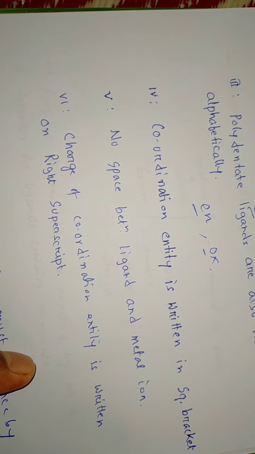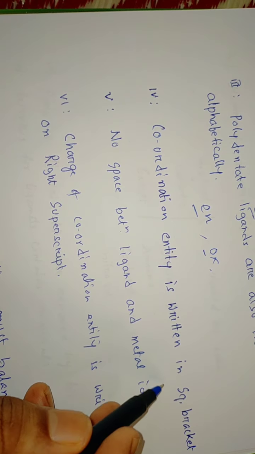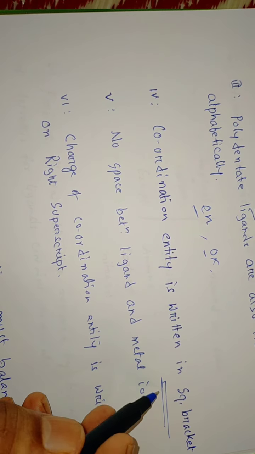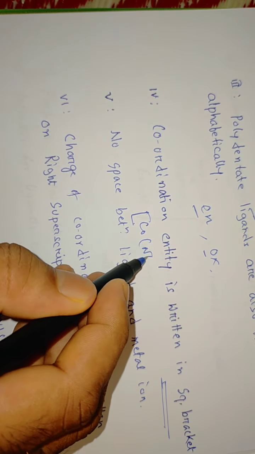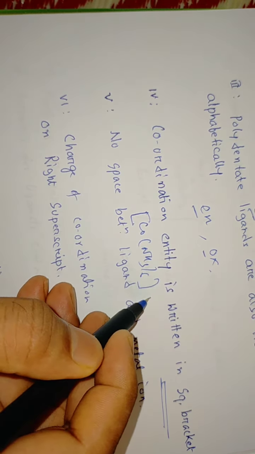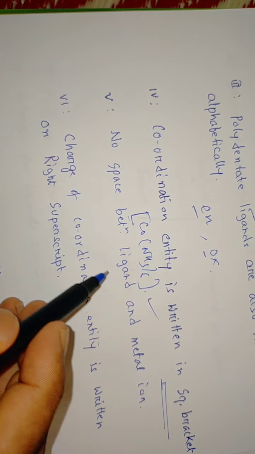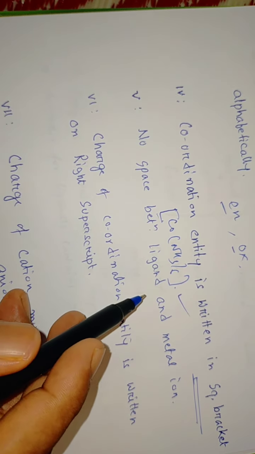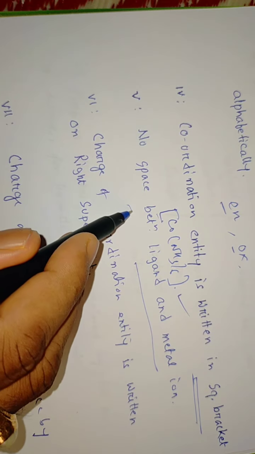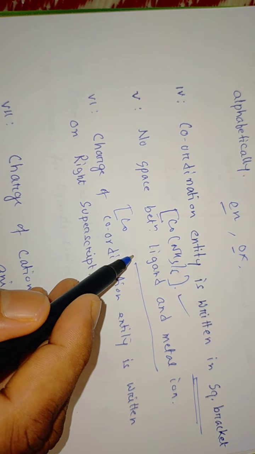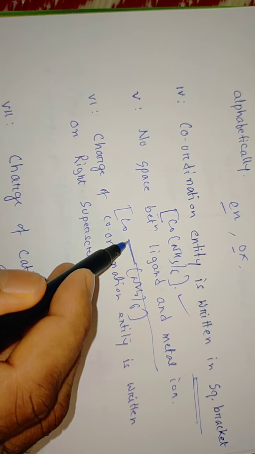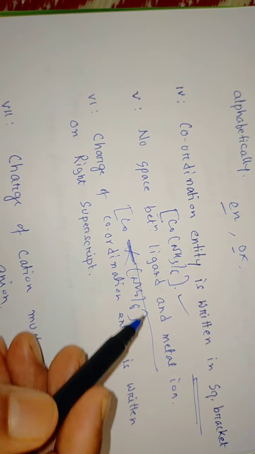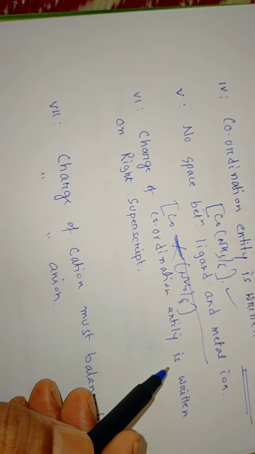Coordination entity is written in square bracket. So whatever may be in the coordination entity, that one is written in the square bracket. Means you have to write it like that. Without square bracket you cannot write. No space between ligand and metal ion. Means if you write the metal ion and the ligand, there should be no space. So that will be compact.